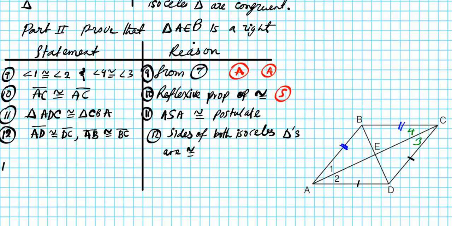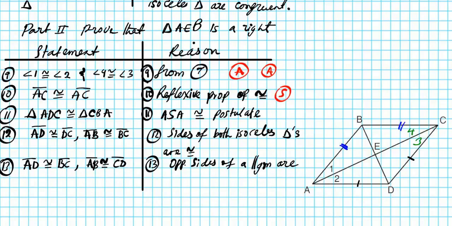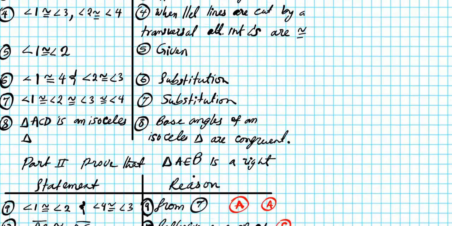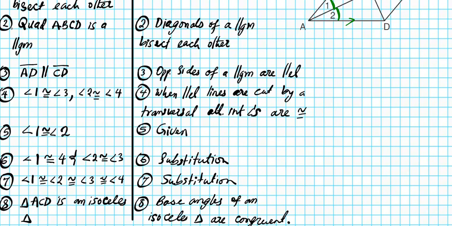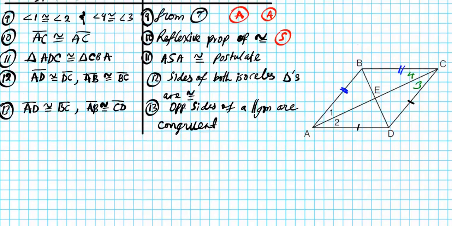So for 13, we can also say that AD is congruent to BC, the side opposite it, and AB is congruent to CD, the side opposite it, because of what? Opposite sides of a parallelogram are congruent. Remember, we have already established in the previous proof that ABCD is a parallelogram in step 2, okay? So that's basically what we're running off of right now.